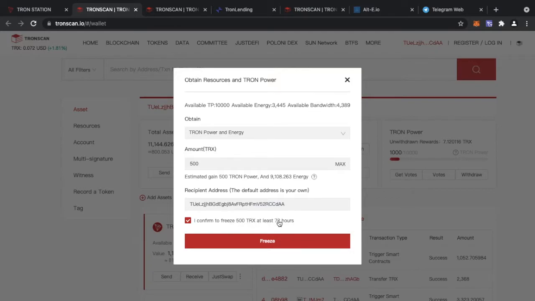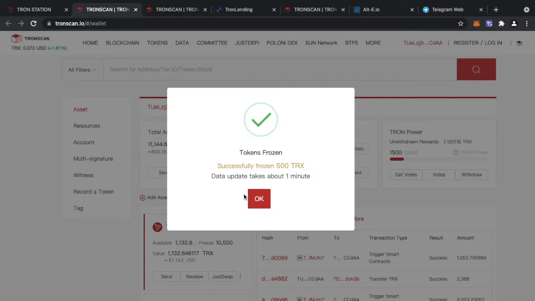The key point here is that after 3 days, you can do whatever you want with your energy. You can take it back out. You can unfreeze it. You never ever have to give this Tron away. It's yours forever. Just make sure the recipient address is yours. You can freeze on other people's behalf, so you can put someone else's address in there, but 99% of the time you're freezing to your own account. Once you hit freeze, there will be a confirmation.